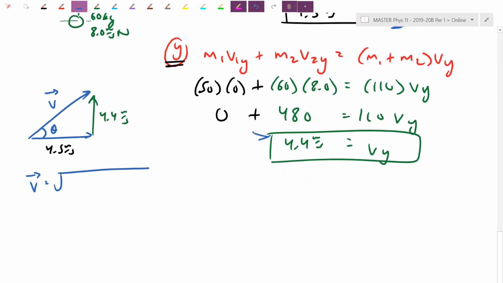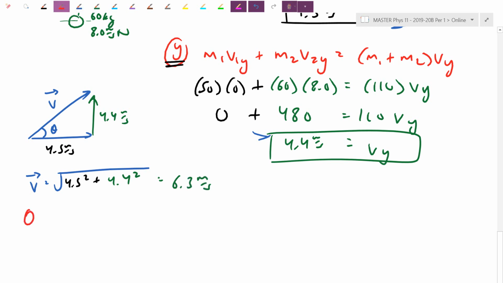Let's find that hypotenuse there. So V is equal to the root of 4.5 squared plus 4.4 squared. Punching that in gives me 6.3. Make sure to use 2 or 3 sig figs with the units meters per second.